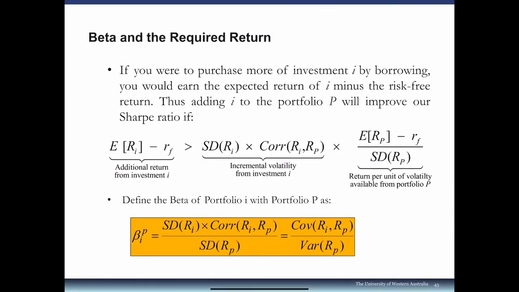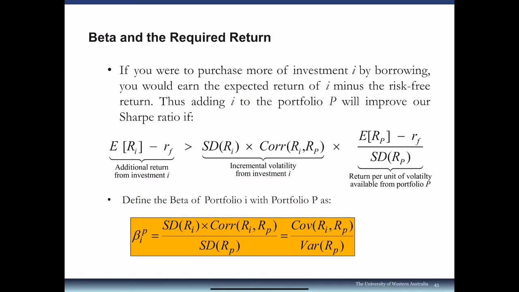If you could give a star to this slide, this is another very important slide. Let's say I'm thinking about buying into investment I, given what I have with portfolio P. Given that I already made my allocations, the only way for me to buy I is to borrow. If I want to purchase more of investment I by borrowing, you would earn the expected return of I minus the risk-free return, because that's the rate you have to repay when you're borrowing. When you pay money back, you pay it back at that Rf, right?